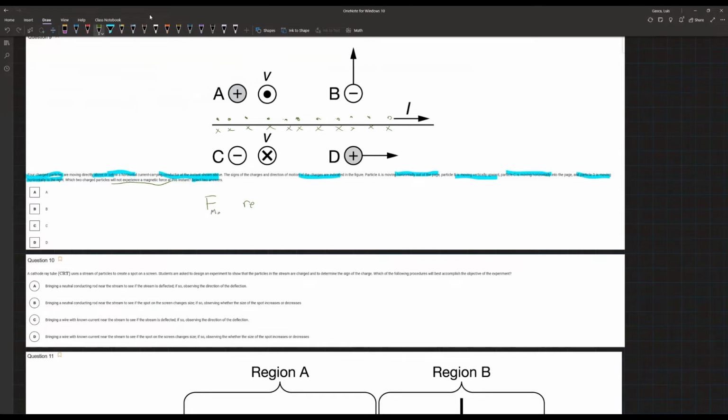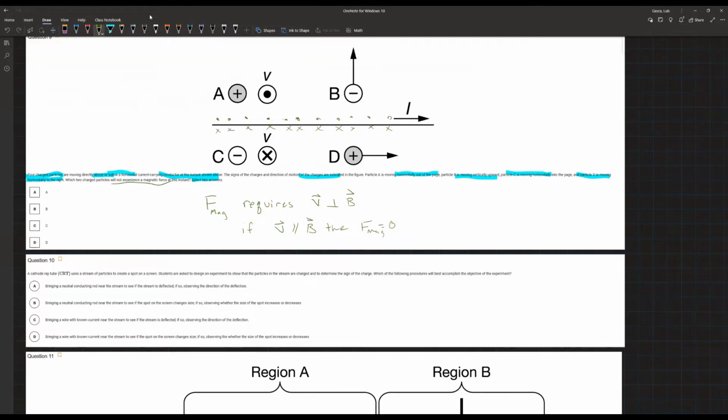The magnetic force requires V to be perpendicular to B, which means if V is parallel to B, then the magnetic force is going to be 0. So we need to find scenarios where these charges have velocities that are parallel to the magnetic field.